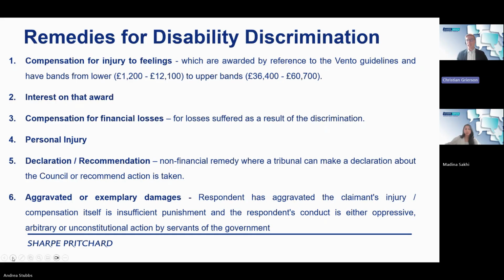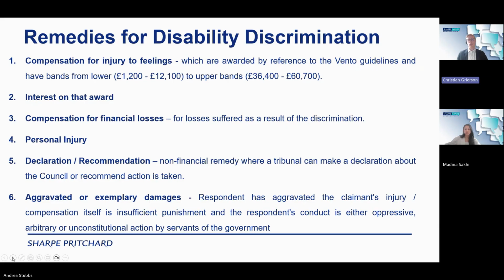Now, that's obviously a very tenuous link and it's going to be difficult to argue, and a tribunal may be unlikely to agree. But what you need to think about is there is a real risk that if an employee has been subject to discrimination and they can clearly link the impact on them to the discrimination, then they will be able to get compensation for that. Personal injury, again, we're increasingly seeing this being raised.